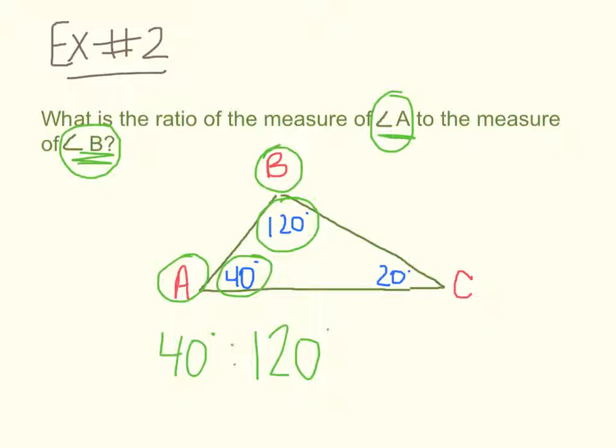So we have 40 degrees to 120 degrees. That's one way to write it. The other way is with the word to. And then the third way is like a fraction.